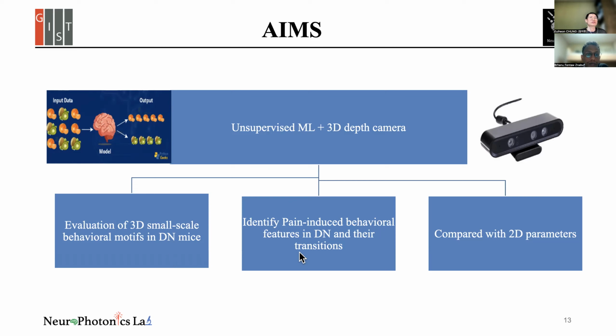And what are the aims? Is this the three? Yeah. So the specific aim already said is: evaluate 3D small scale behavioral motifs in DN mice. Okay, it's a specific aim 1. 2, identify pain-induced behavioral features in DN and their transition. So that's 2. Yeah. Did you have a comparison with 2D parameters? Have you done that? Yep. Yeah, I have done that. So that's a specific aim, but this is approach and specific aim.